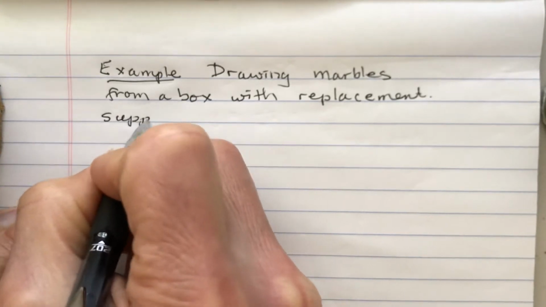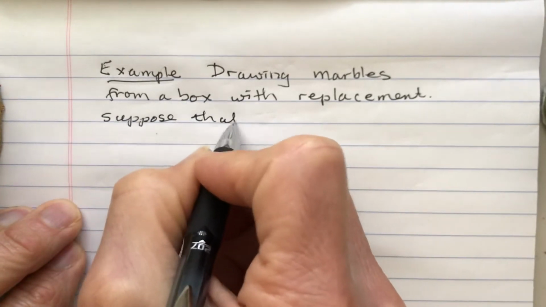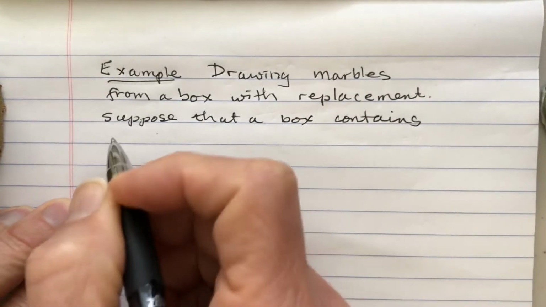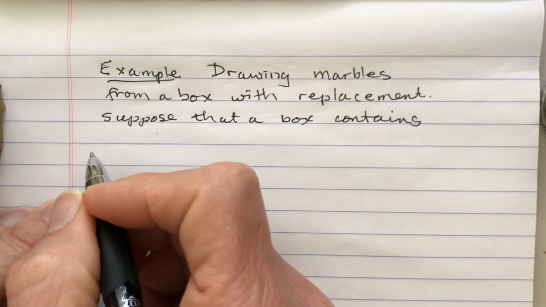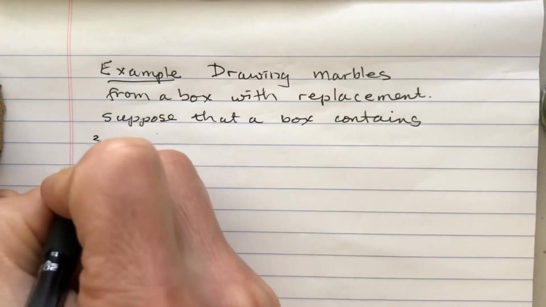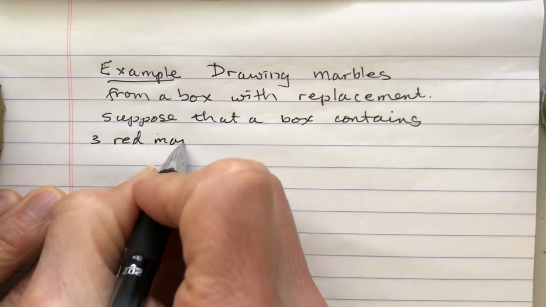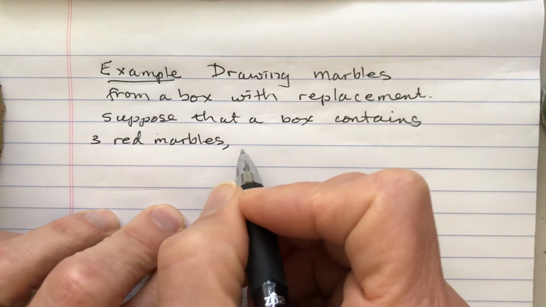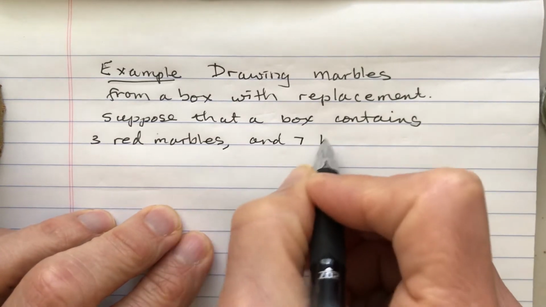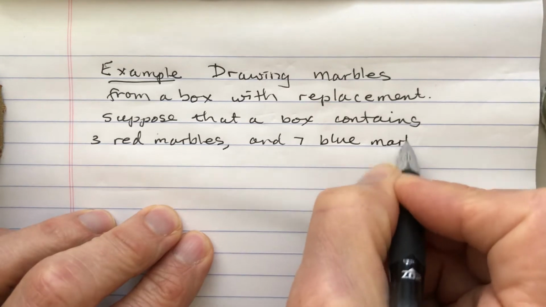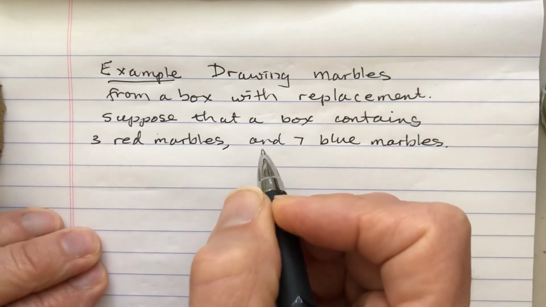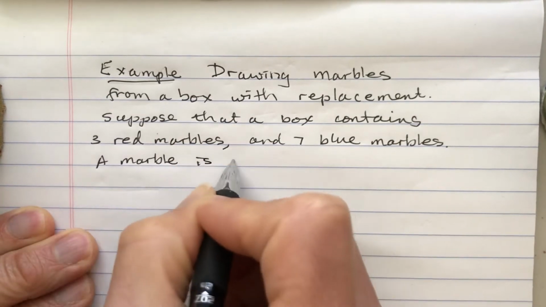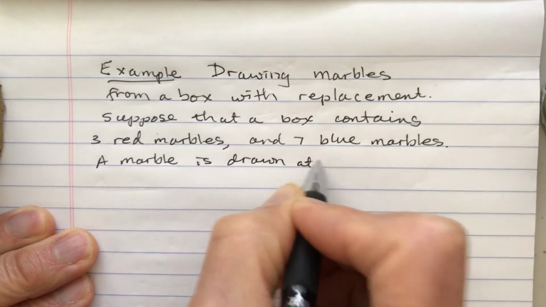Suppose that a box contains three red marbles and 7 blue marbles. A marble is drawn at random from the box.